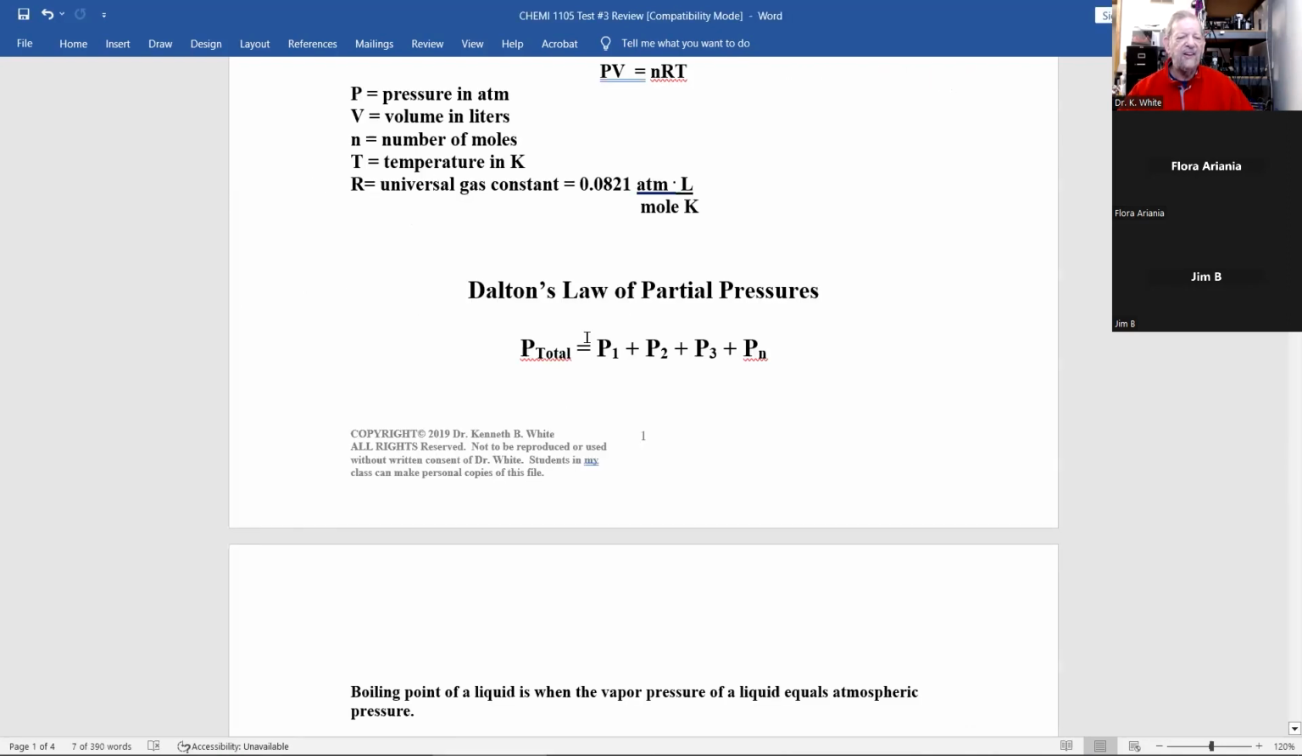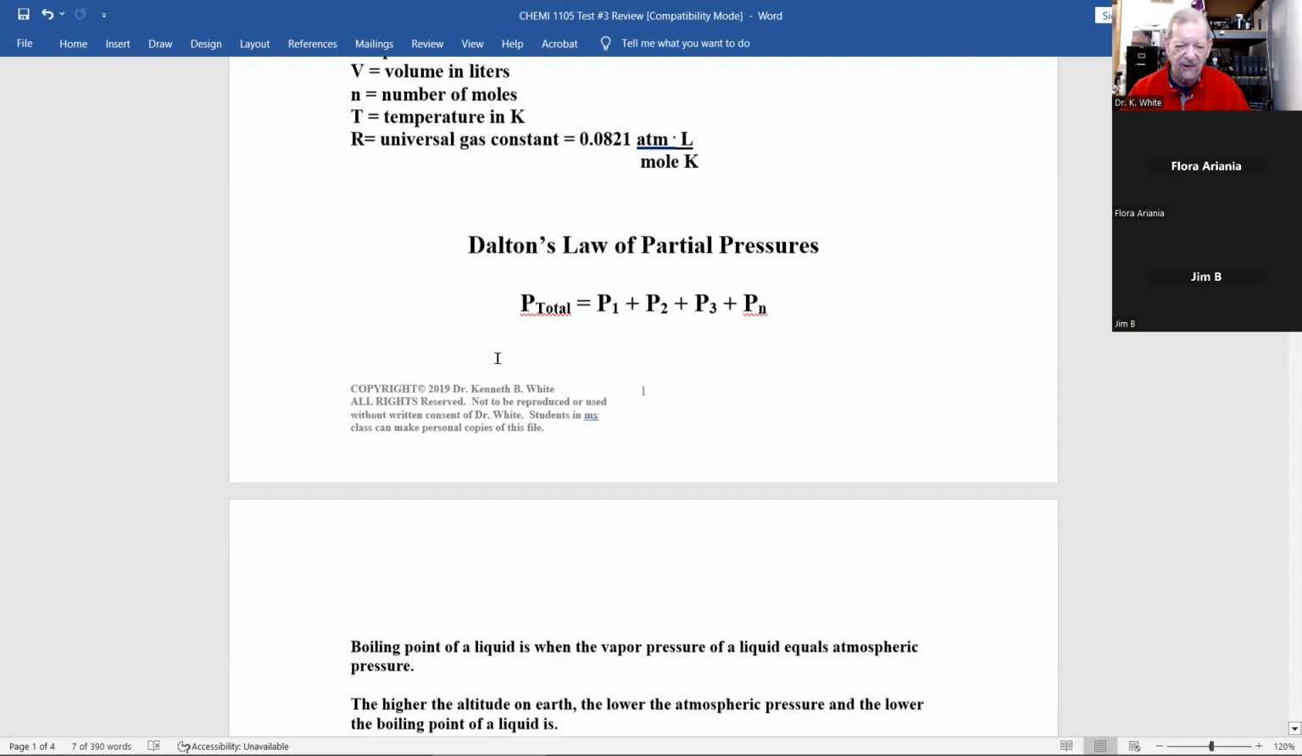All right. The last thing is Dalton's law of partial pressures. And I went through problems like this. The total pressure of a mixture of gases is the sum of the partial pressures of each gas. P total, the total pressure of a mixture of gases, is the sum of the partial pressures, P1, P2, P3. Partial pressure is what would be the pressure of that gas if it were alone in that mixture, which would no longer be a mixture.